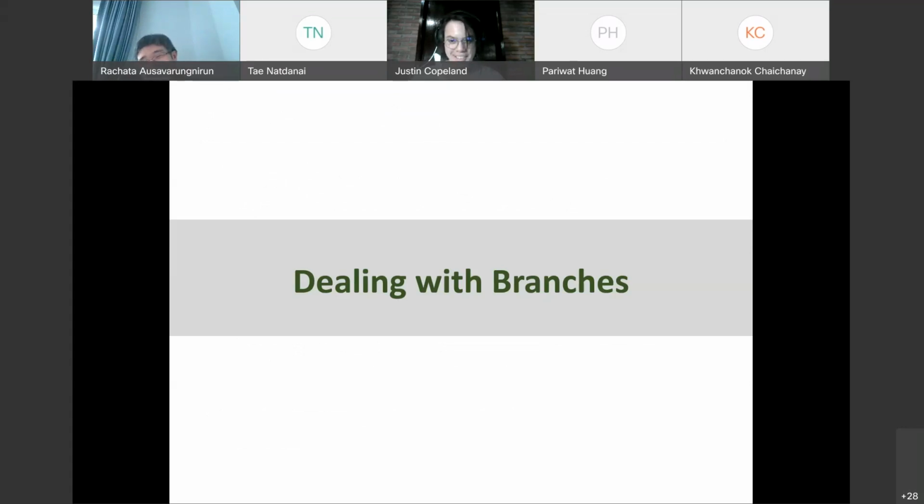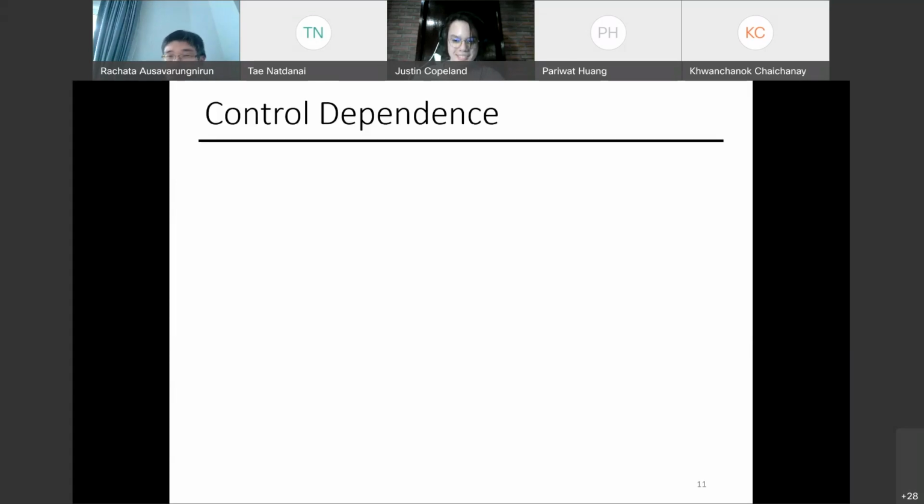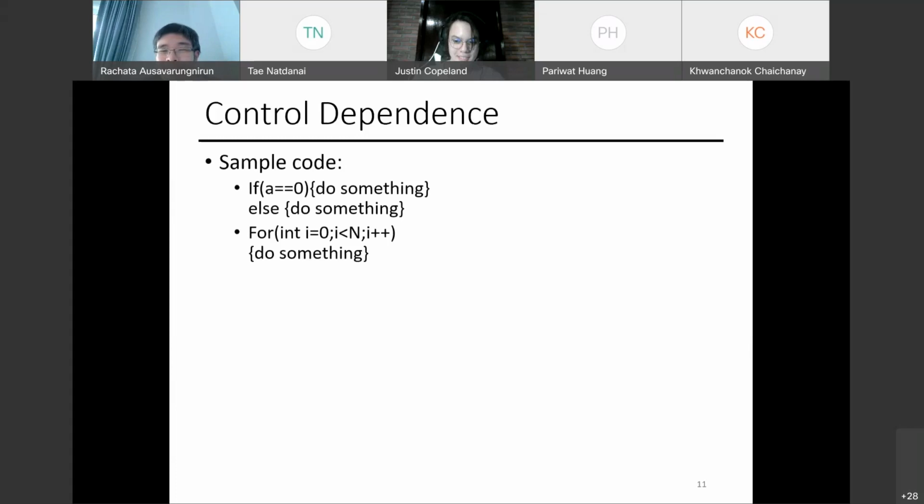Oh, come on, admit it. There was a time when we all do this. Nested if-else also do exist, right? But it happened. Sometimes we just like, okay, fine, we just do this, right? These are control dependent. Sample code, if A equals 0, do something, else, right? Or a for loop. A for loop is also a control dependence.